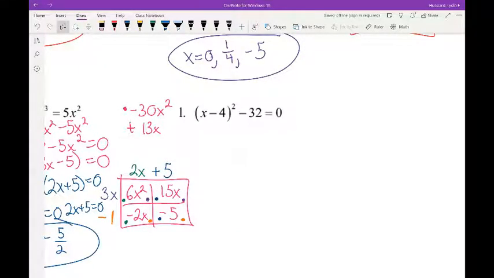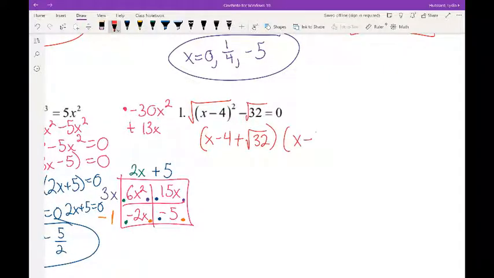Okay, moving on to L. Hopefully we can see yet again that we actually have a difference of squares here. It looks a little funky, but that's okay. So we'll take the square root of the first term, which would be x minus 4. Remember, it's a difference because it's split by this negative symbol, plus the square root of the second term, which would be radical 32, times the square root of the first term, which is x minus 4, minus the square root of the second term, which is radical 32.